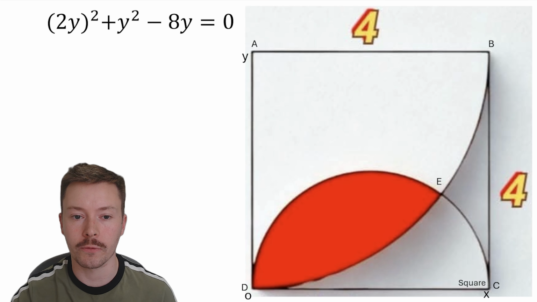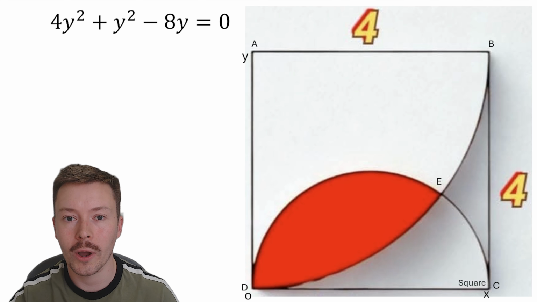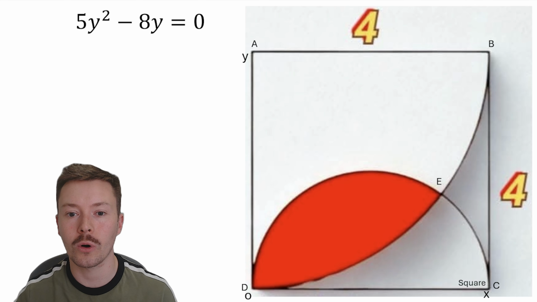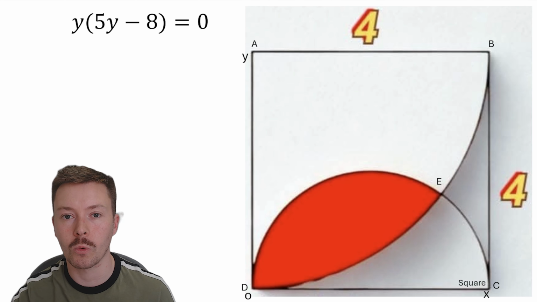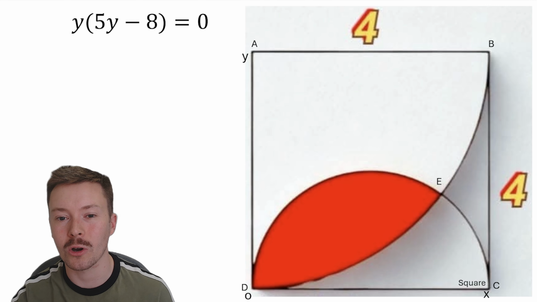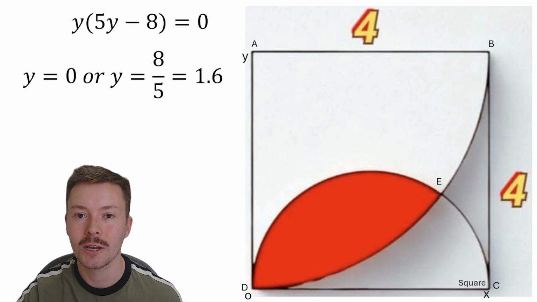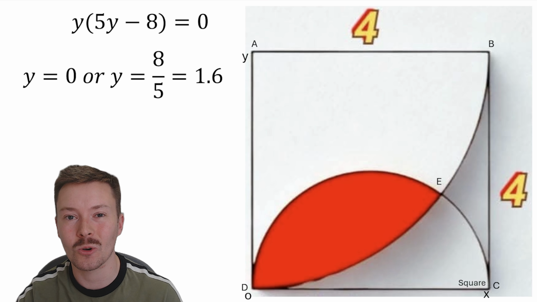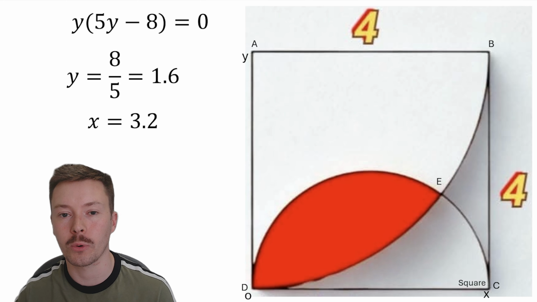I'm going to square, obviously, the 2y. That's going to give me 4y squared, which when I simplify, gives me 5y squared minus 8y equals 0. I can factorize out the y from that. So I get y(5y minus 8). So either y is equal to 0 or y is equal to 8 over 5, which is 1.6. Now, earlier we had x is equal to 2y, so that will give us that x is equal to 3.2.